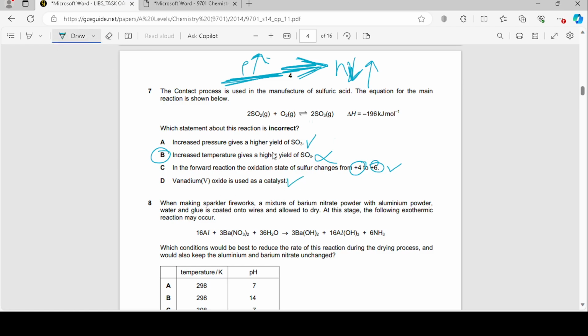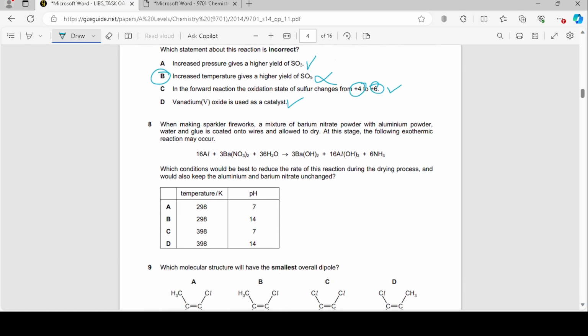So the only option that's incorrect then is B. So it must be the answer. Okay. Now let's go to the next question.